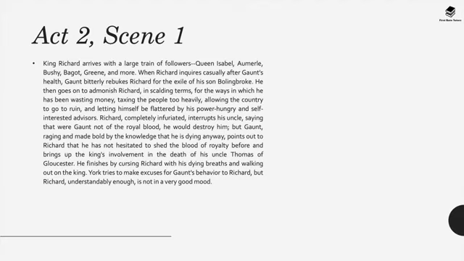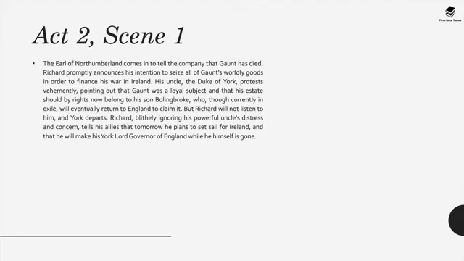York tries to make excuses for Gaunt's behavior to Richard, but Richard, understandably enough, is not in a very good mood. The Earl of Northumberland comes in to tell the company that Gaunt has died. Richard promptly announces his intention to seize all of Gaunt's worldly goods in order to finance his war in Ireland. His uncle, the Duke of York, protests vehemently, pointing out that Gaunt was a loyal subject and that his estate should rightly now belong to his son Bolingbroke, who, though currently in exile, will eventually return to England to claim it. But Richard would not listen to him, and York departs.